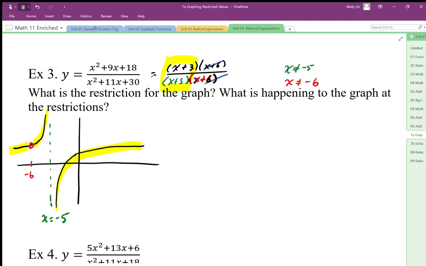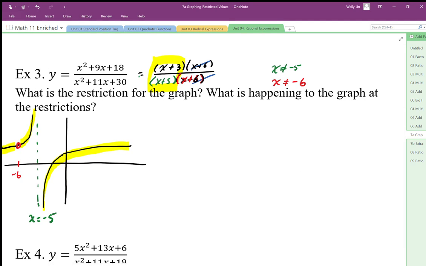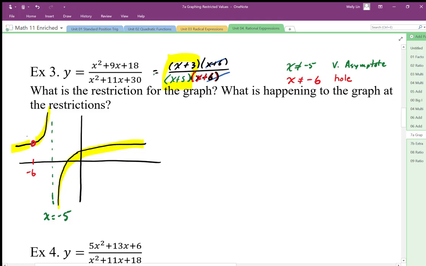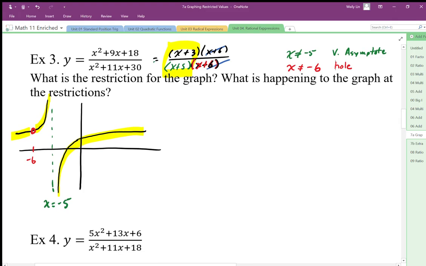So for this -5, this is a vertical asymptote. And at x equals -6, where they cancel, we end up with a hole. It really just follows the graph, and all of a sudden we just get a hole. If you follow your cursor on there, you'll see that it gives you an undefined value right at that point, and that actually is a hole.